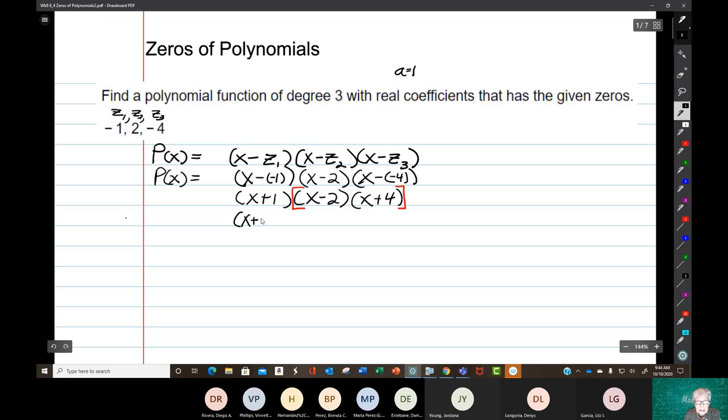I let the factor in front wait, and I'm going to multiply these together. So x will multiply x, x will multiply 4, negative 2 will multiply x, and negative 2 will multiply positive 4. So we will have x squared plus 4x minus 2x minus 8.